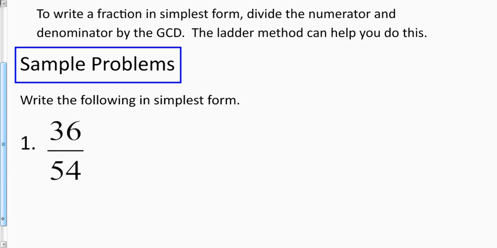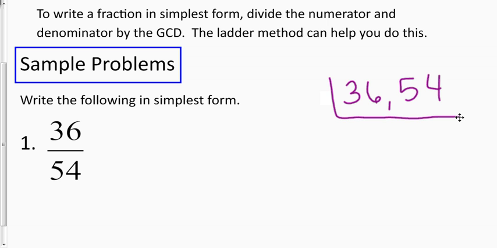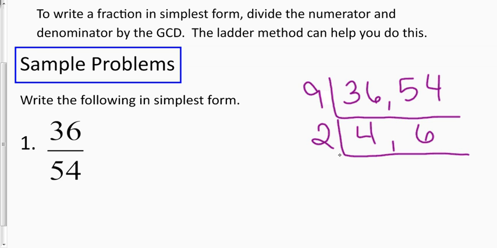So let's look at 36/54. Okay, I'm going to use the ladder method to find the GCD here. So I know 9 goes into 36, and it also goes into 54. It goes into 36 4 times. It goes into 54 6 times. 4 and 6 have a common factor. That's 2. 2 goes into 4 twice. 2 goes into 6 3 times.